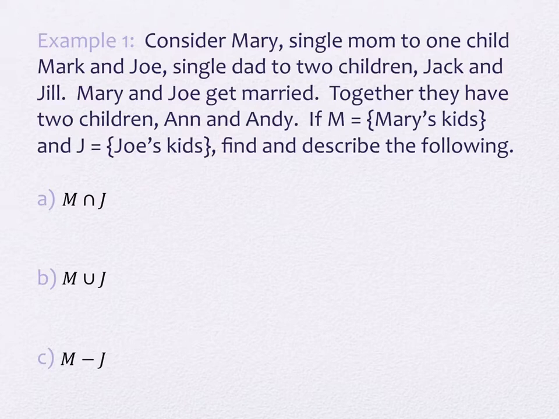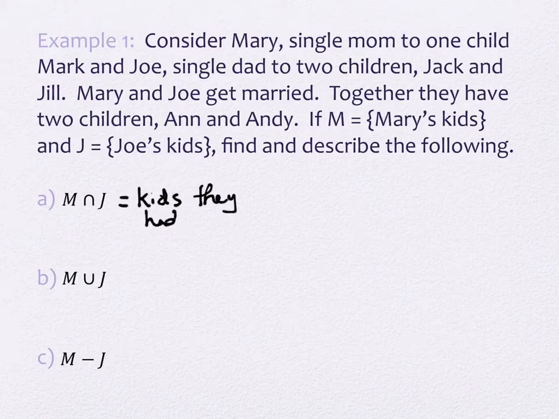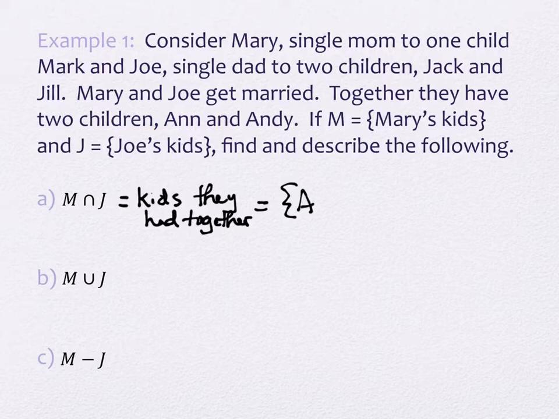So, what would M intersect J represent? Yeah, the kids they had together, biologically together. Who would that be in our example? Yes, Anne and Andy.